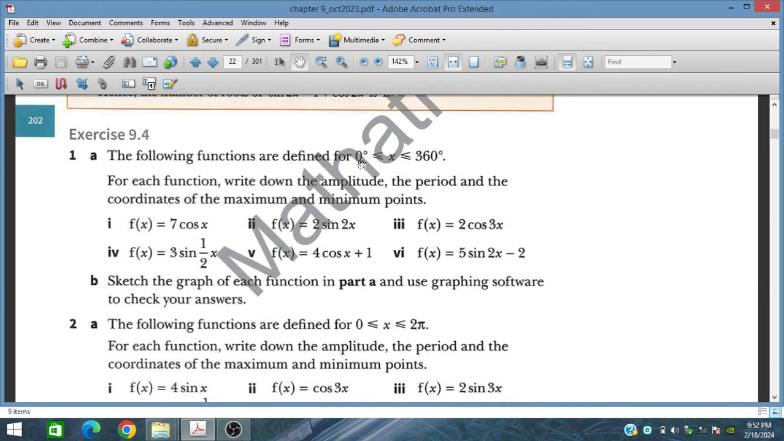The functions are defined from 0 degrees to 360 degrees, covering all four quadrants. For each function, we have to write down the amplitude, the period, and the coordinates of the maximum and minimum points where the function has a maximum or minimum value. We have to solve all six, and after obtaining this, sketch the graph of each function in part A and use graphing software to check your answer also.